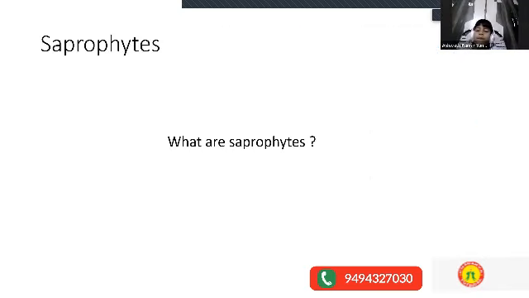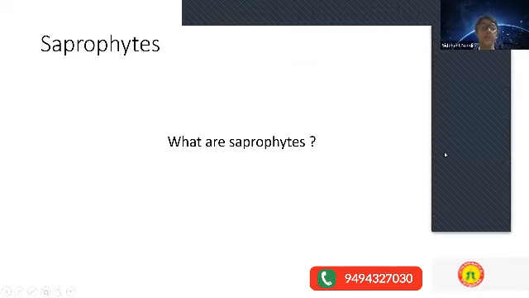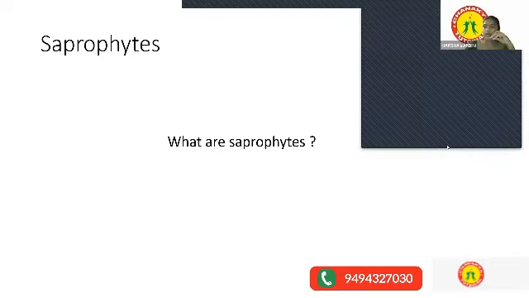Now entering into saprophytes. What are saprophytes? They are the plants that depend on dead material present inside the soil for their nutrition. Example, coral root. So Aishwarya Dasari, what are saprophytes?